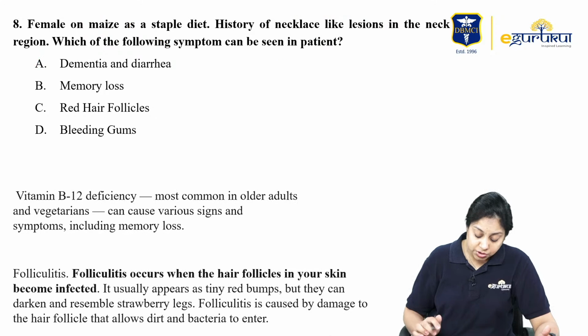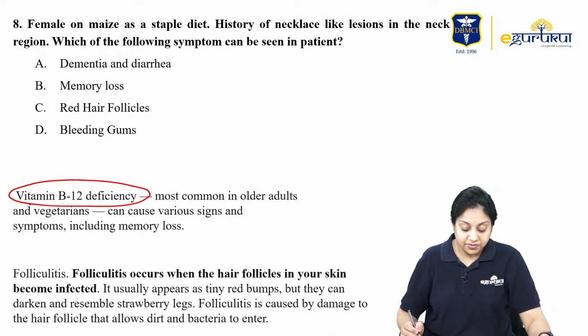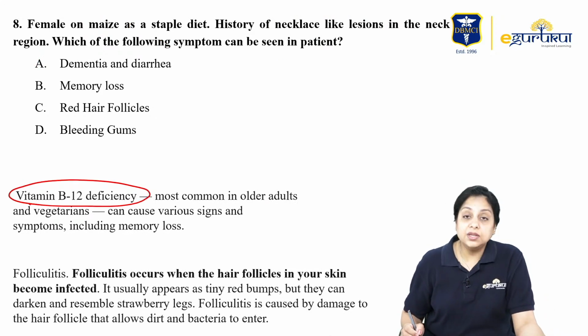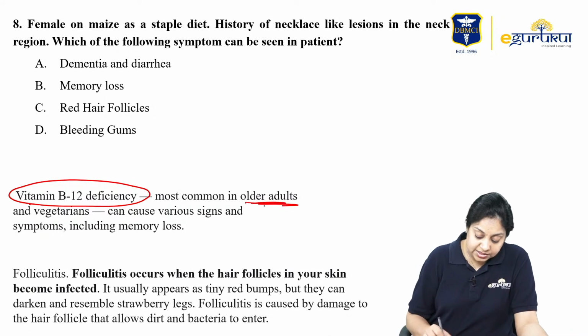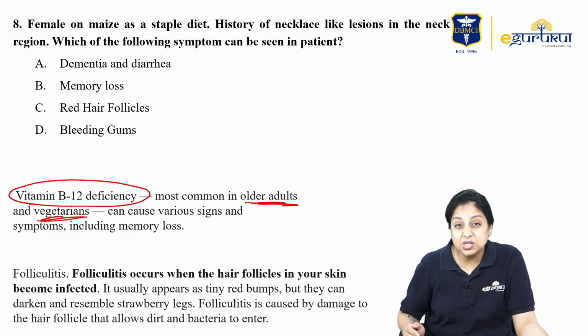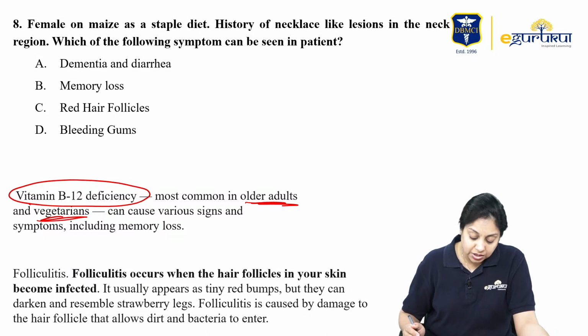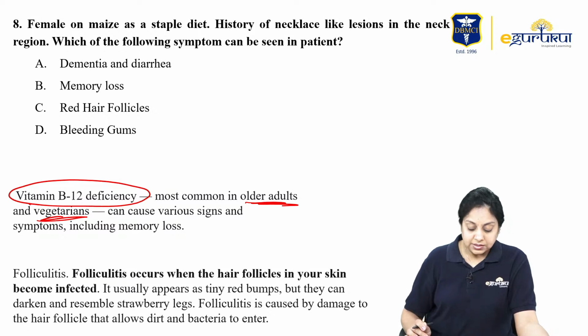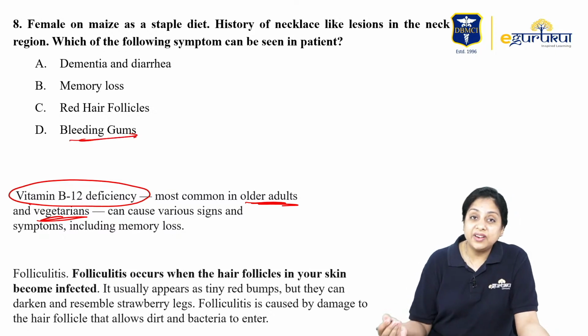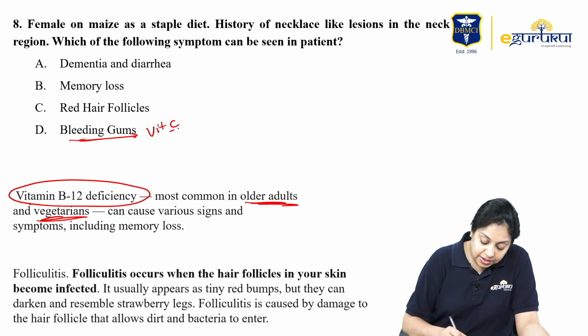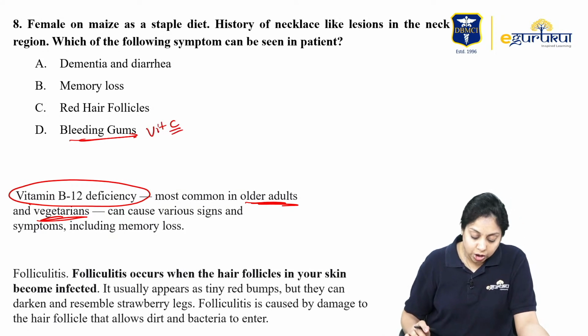Memory loss is usually because of vitamin B12 deficiency, right? B12 deficiency is more common in older adults and in vegetarian patients, because the major sources of B12 are meat, eggs and these, which contain vitamin B12, right? And red hair folliculitis is not the one. Bleeding gums is because of vitamin C deficiency, right? That is scurvy we are talking about. So the correct choice for us is choice A, that is diarrhea, dementia.